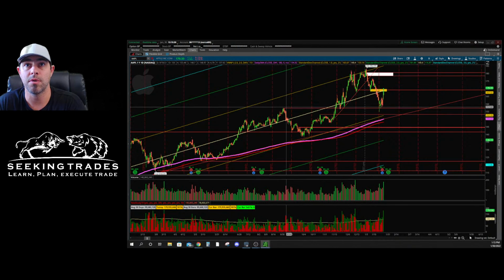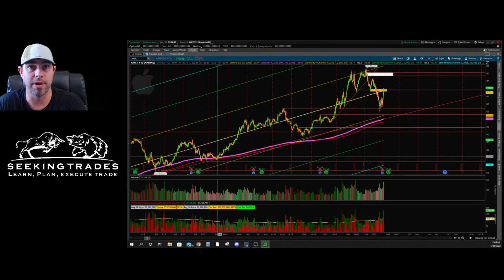So right here, okay, this area, this whole zone right here, sideways. This was the rally right here, back here. So it hit like the 180.